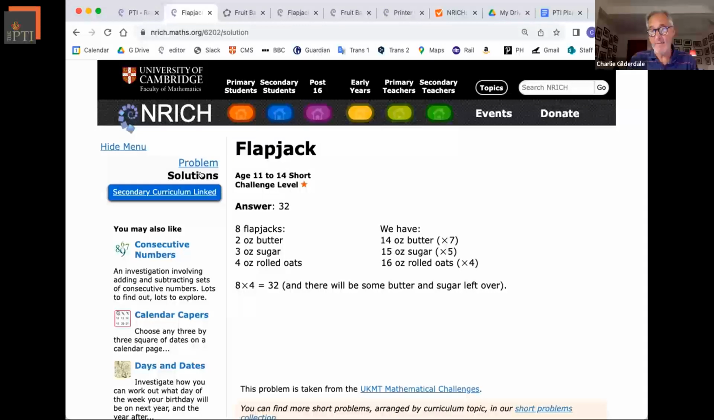You could make more flapjacks if you had more oats, but you'll have some butter and sugar left over, and it'll be 4 times 8 lots of flapjacks. I like the way that Lily described it as listing the maximum number of flapjacks that you could make for the constraints of each ingredient, and then noticing that it was the oats that, as you say, was the limiting factor. Yeah, great.